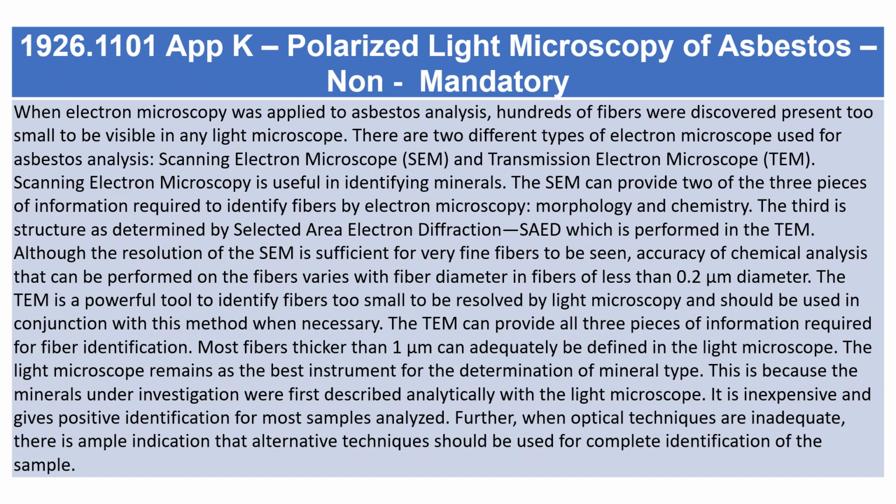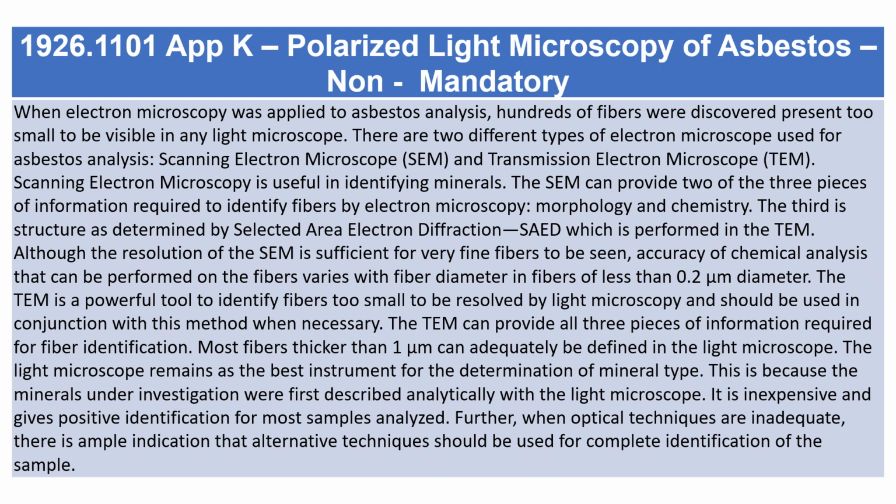When electron microscopy was applied to asbestos analysis, hundreds of fibers were discovered present too small to be visible in any light microscope. There are two different types of electron microscope used for asbestos analysis: scanning electron microscope, SEM, and transmission electron microscope, TEM. Scanning electron microscopy is useful in identifying minerals. The SEM can provide two of the three pieces of information required to identify fibers by electron microscopy: morphology and chemistry. The third is structure as determined by selected area electron diffraction, SAED, which is performed in the TEM.